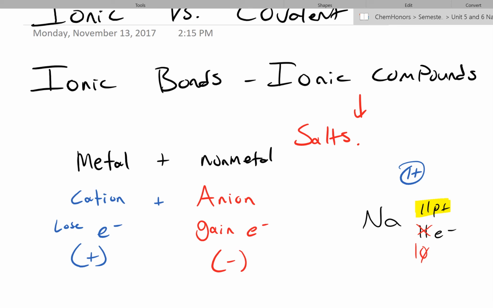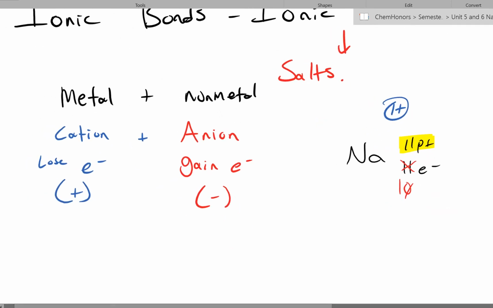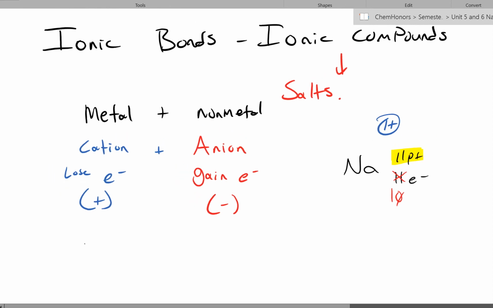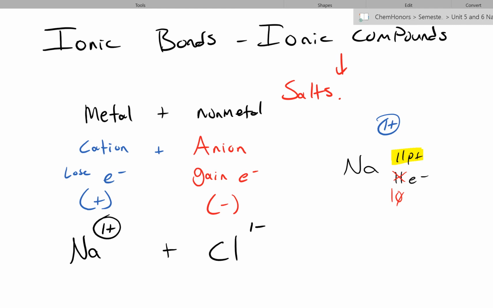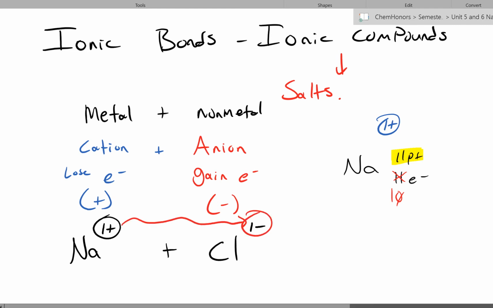Now, in ionic bonds, one of the examples we're going to look at is sodium plus chlorine. Sodium is going to lose an electron, so it's going to be 1 positive because it gives up an electron. And then chlorine is going to become 1 negative, because it's in group 7A or group 17, it only needs to gain that 1 electron to be stable. So this electron from sodium is going to wander its way over to chlorine. Both of these elements become stable because of that electron that was transferred between them.